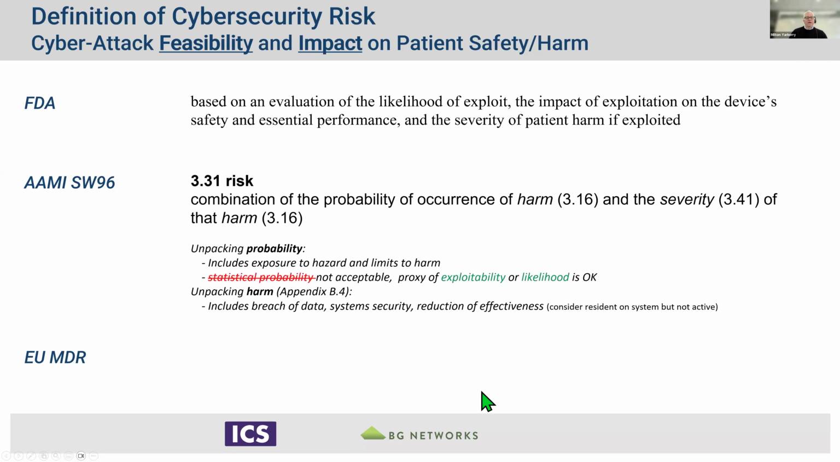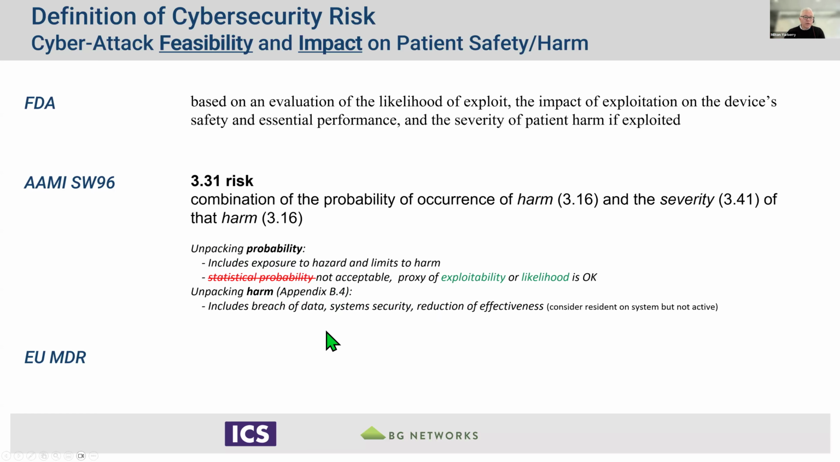But if you look at SW96 under their glossary 3.31 for risk, here they use the language of a combination of the probability of occurrence of harm and the severity of that harm. And the word I'm calling attention to here is probability. That's something the FDA is leaning away from. They don't really want statistical probability, which is what most people think of. That's unacceptable in the context of the analysis here. They want more of a proxy for the term, which might be exploitability or likelihood of a risk.